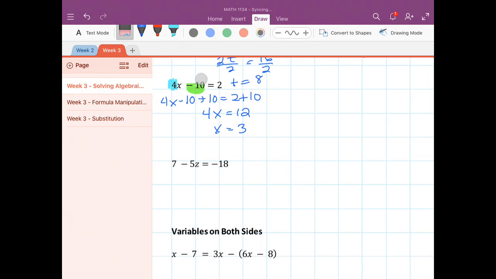If you prefer to think of it the second way, you would say, well, something minus 10 is 2. So 12 minus 10 is 2. So 4x must be 12. Whatever's under here must be equal to 12. And then it's the same process from there. 4 times what is 12, and that is 3.